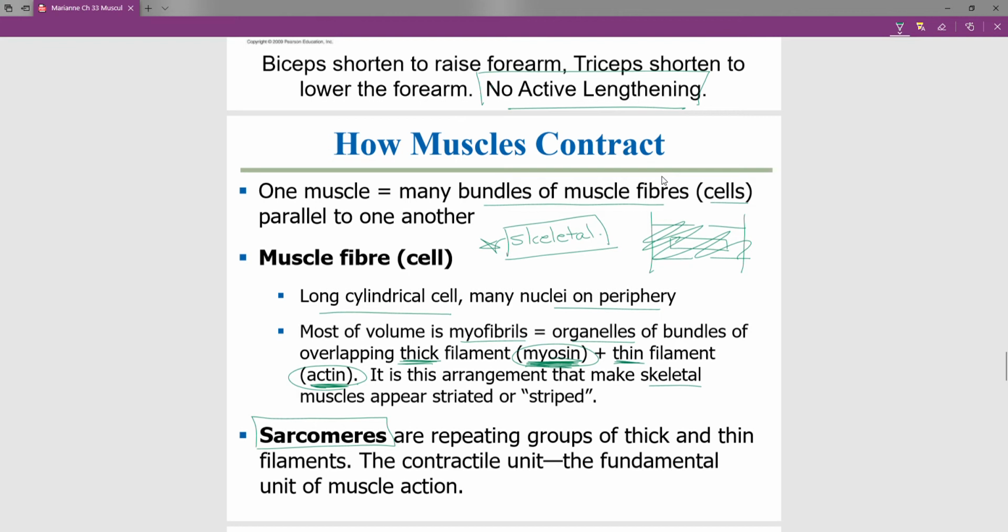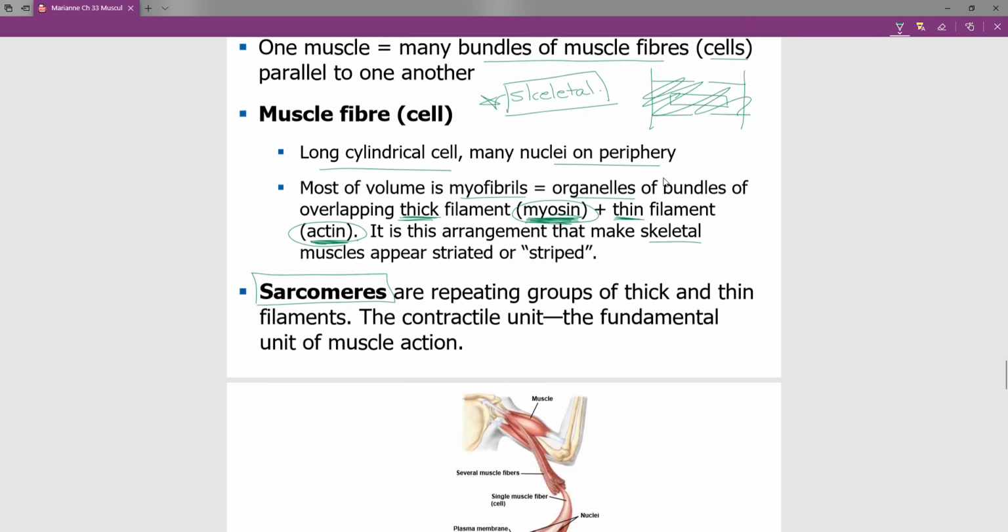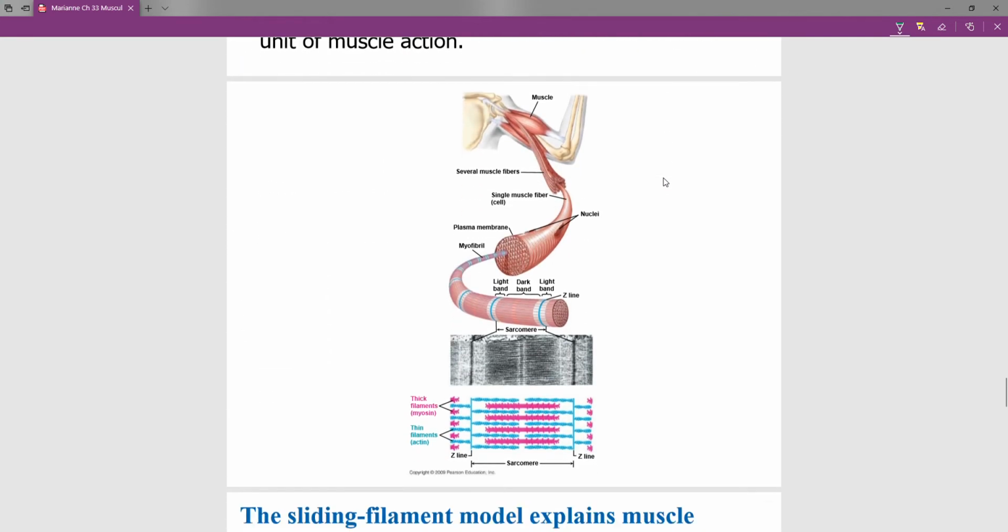It's the fundamental unit of muscle contraction. So as we learn about how a muscle contracts, it's the sarcomere that we're going to focus on. So we have muscles with muscle fibers, and these single muscle fibers are made up of cells, and the nuclei are on the periphery, and these would be the myofibrils, or those myosin and actin microfilaments.